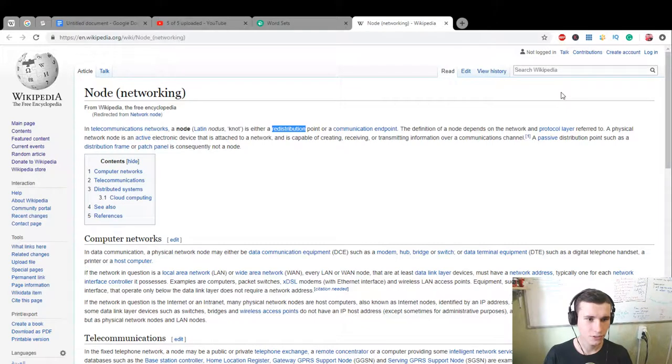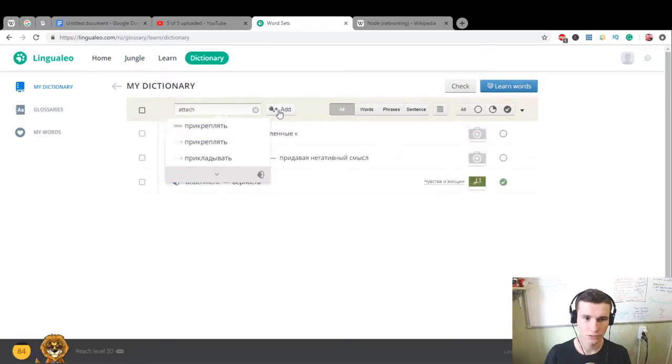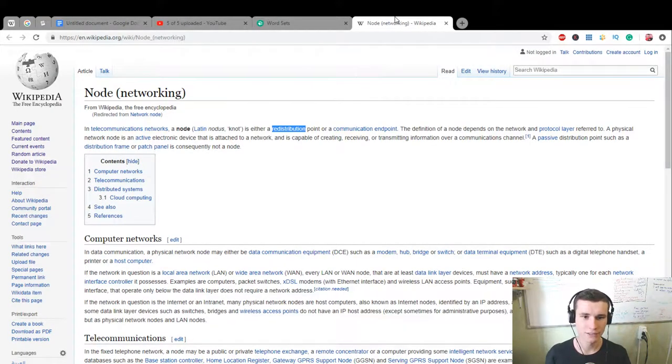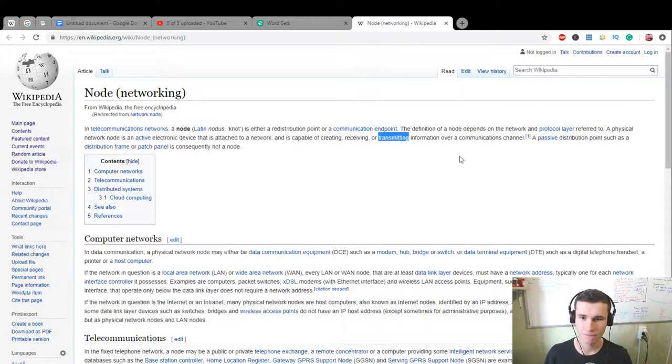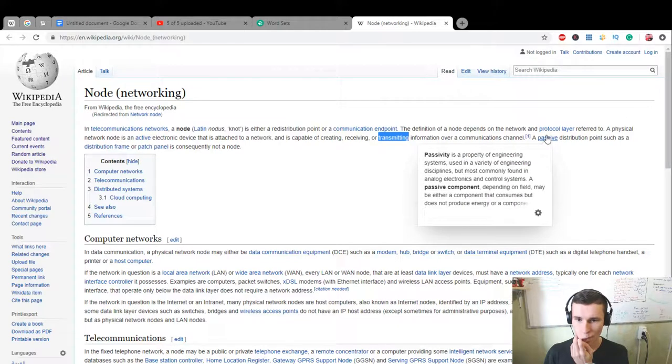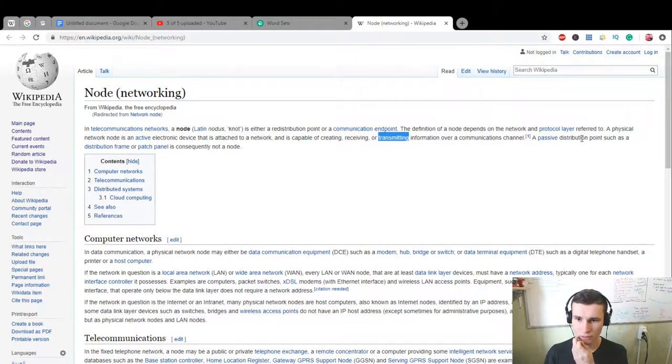A physical network node is an active electronic device that is attached to a network and is capable of creating, receiving or transmitting information over a communication channel. A passive distribution point, such as a distribution frame or patch panel, is consequently not a node.